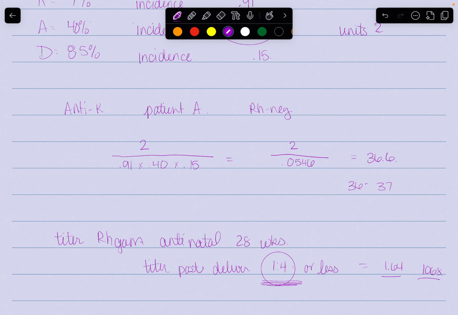It doesn't exceed 1 to 4. So these ones over here are definitely above that, and so they would be attributed to anti-D.